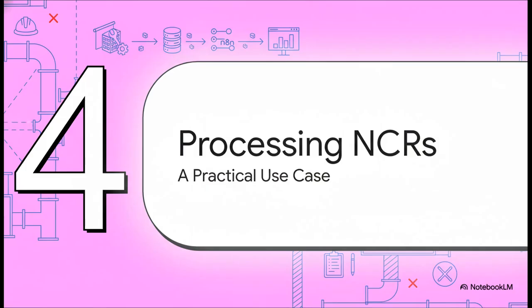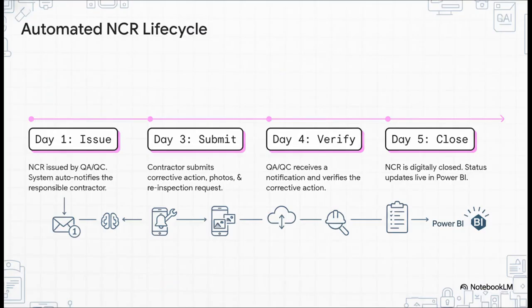Okay, theory is great, but let's see how this actually works in a real-world scenario. We're going to trace the complete automated lifecycle of a non-conformance report, or NCR, a critical quality control process on any construction site. Just look at this timeline. It shows a complete closed-loop process that's managed entirely by our system. An email comes in, our AI tags it as an NCR, and the system creates a ticket, automatically notifying the right contractor. When they reply with proof of the fix, the system pings the QA/QC engineer for verification. Once they approve it, the ticket closes, and the status updates live in our dashboard. Zero manual follow-ups, zero chasing emails.